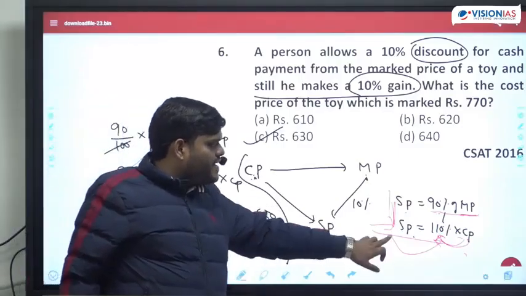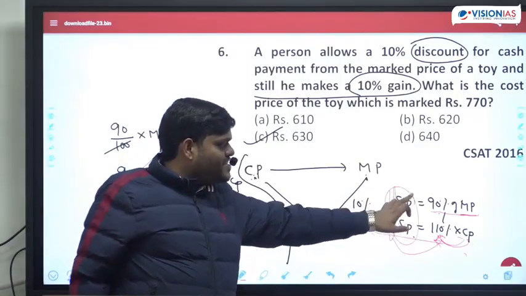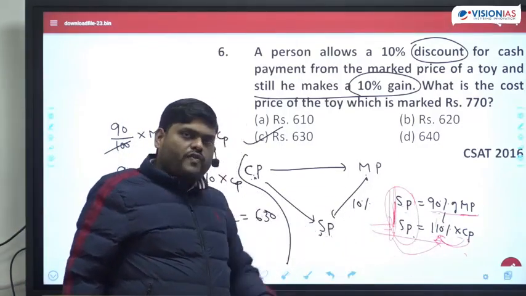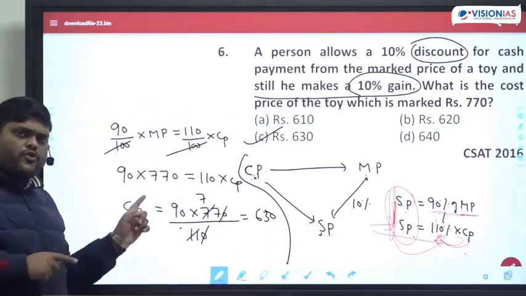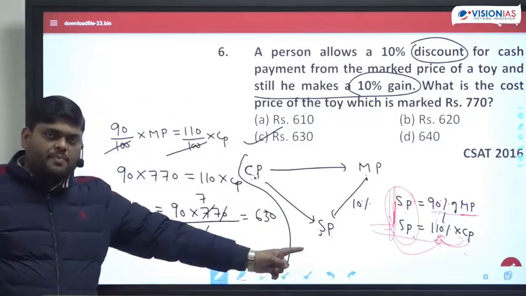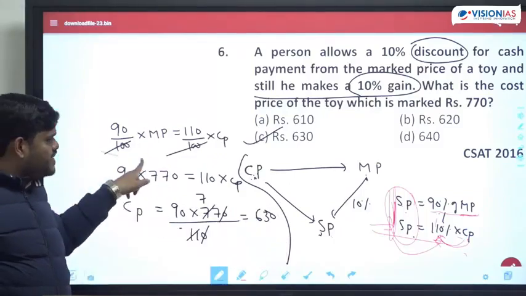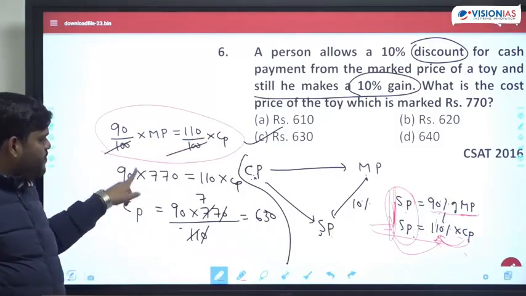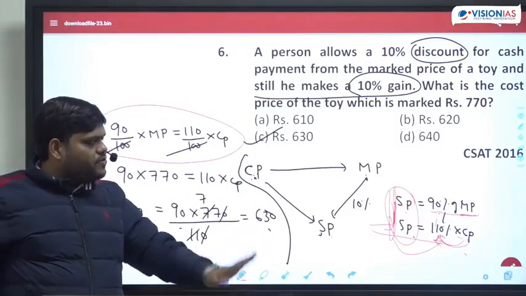So now we can compare the SP. Both SPs are equal, which means these two will be equal. This type of question we have done in the previous class, so you can go and check that. Now we can just compare and find out the answer.